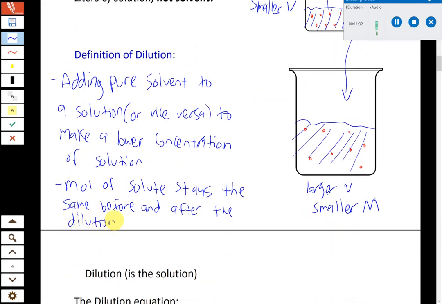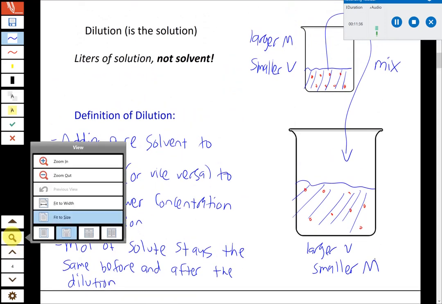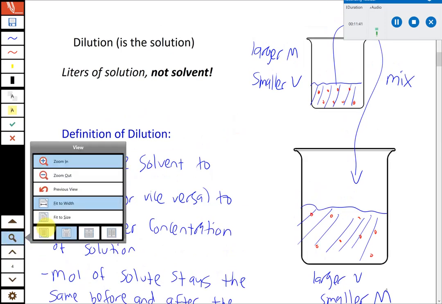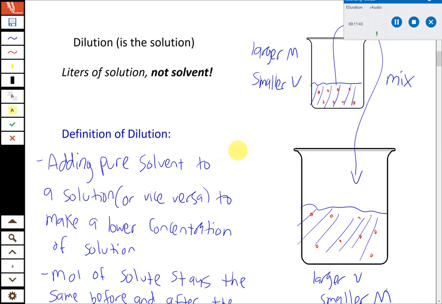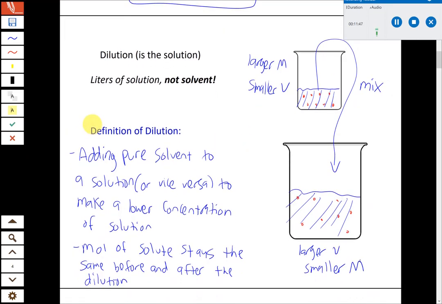All right, so we're keeping the number of solute molecules the same. So that's how dilution works. We're not changing the number of solute molecules, we're just changing their concentration.